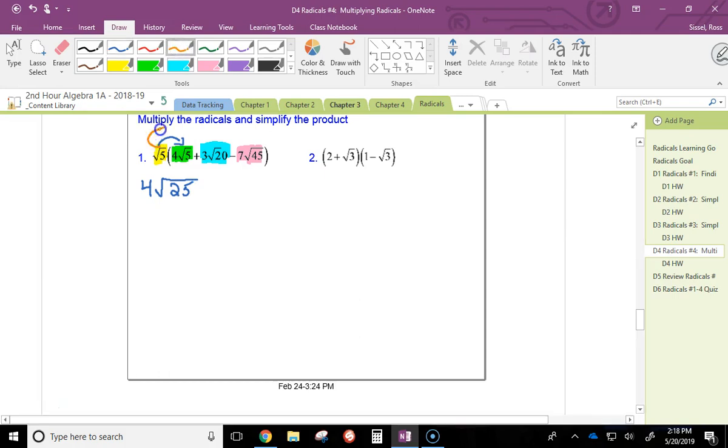Okay, now I'm going to do square root of 5 times 3 times the square root of 20. Well, I'm still going to have the 3. Square root of 5 times square root of 20 is square root of 100. And my last term, square root of 5 times negative 7, still stays on the outside. And square root of 5 times 45, 25, square root of 225, I believe.